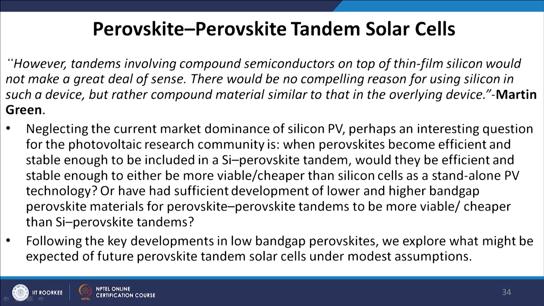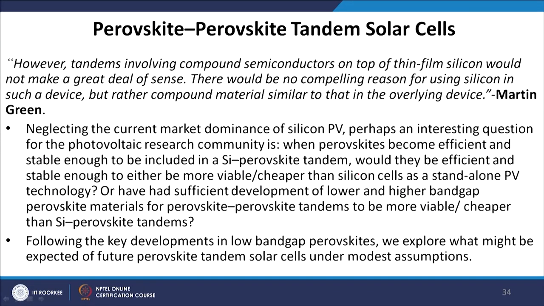So what he has mentioned here is that, neglecting the current market dominance of silicon photovoltaics, perhaps an interesting question for the photovoltaic research community is, when perovskites become efficient and stable enough to be included in a silicon perovskite tandem, would they be efficient and stable enough to be more viable or cheaper than silicon solar cells as a standalone PV technology? Or will sufficient development of lower and higher band gap perovskite materials for perovskite tandems make them more viable and cheaper than silicon perovskite tandems? Now, this is still an open question, whether perovskite tandem or perovskite silicon tandem will be a more viable option. Following the key developments in the low band gap perovskite, we explore what might be expected of a future perovskite tandem solar cell under modest assumptions.